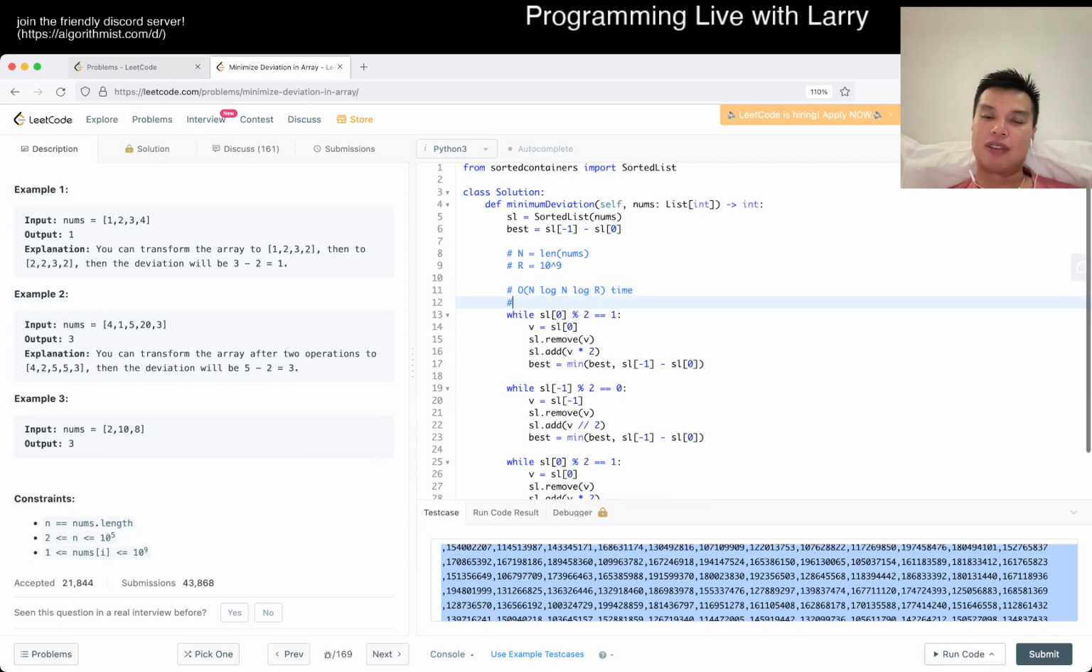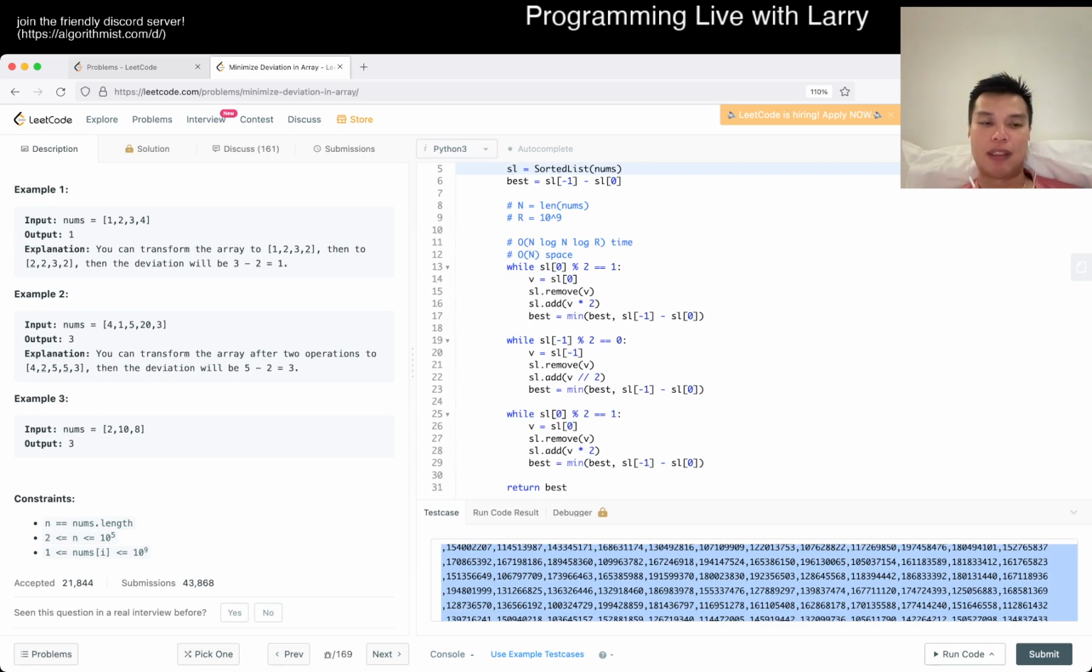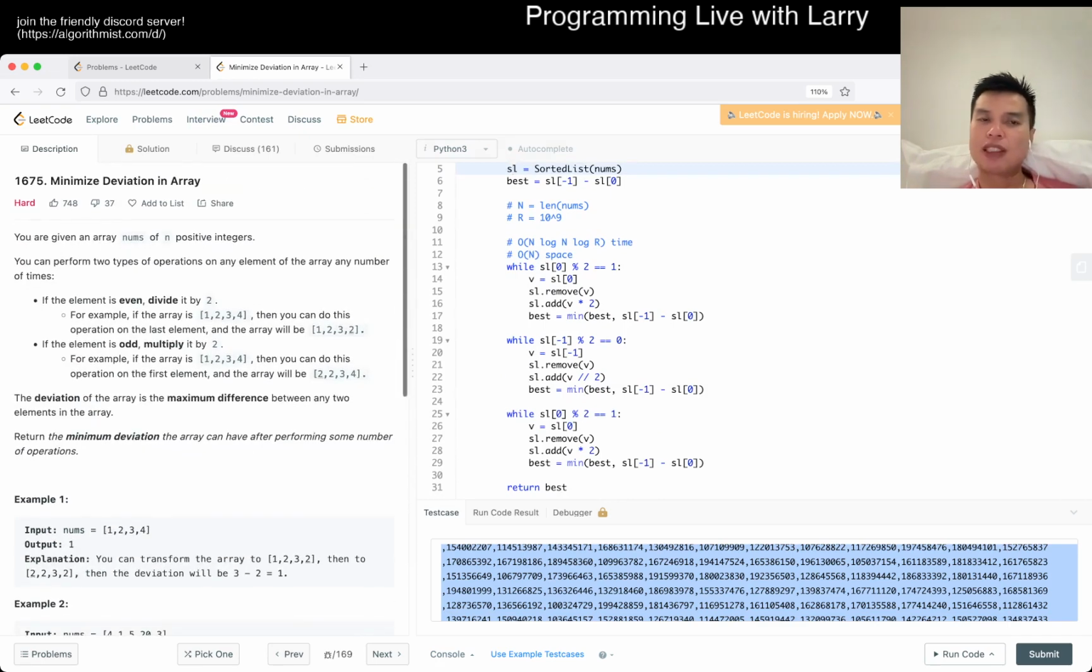And then for space, this is going to be linear space for the sorted list. I think a sorted list is linear, right? If I'm wrong, then I'm wrong on that one. That's my bad. But you can also use a heap for basically the same idea, just have to keep track of it. That's all I have for this one.